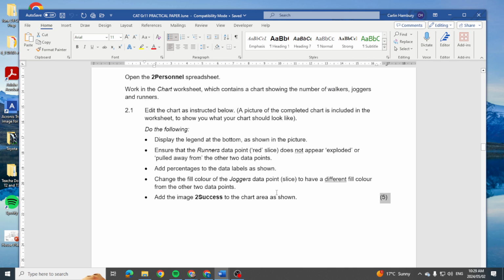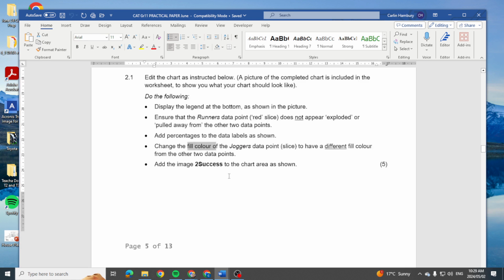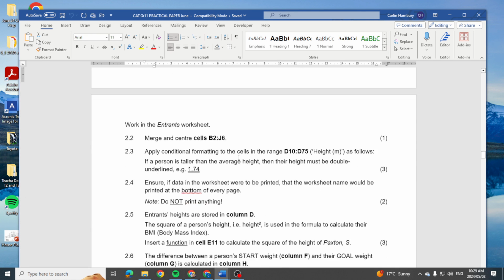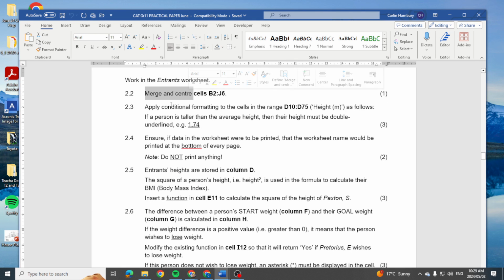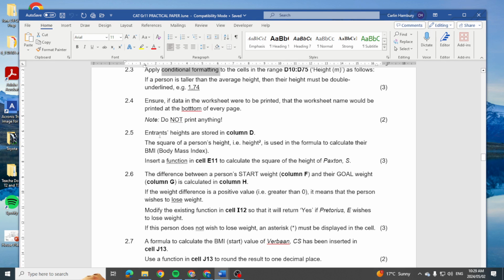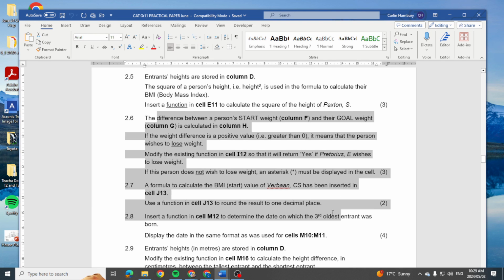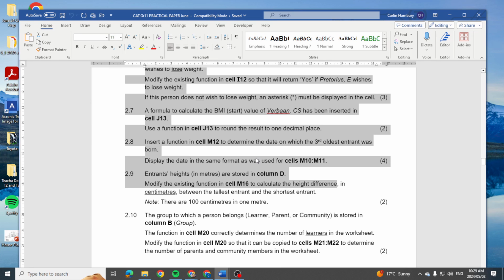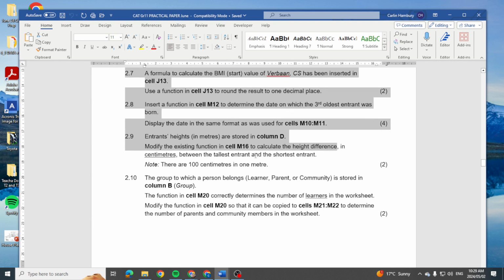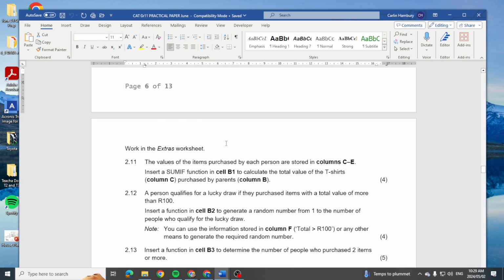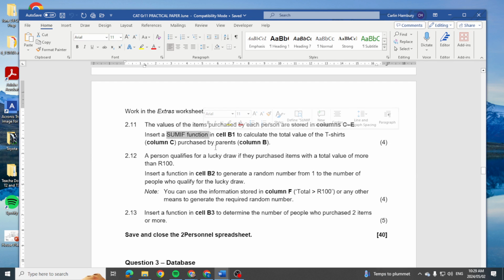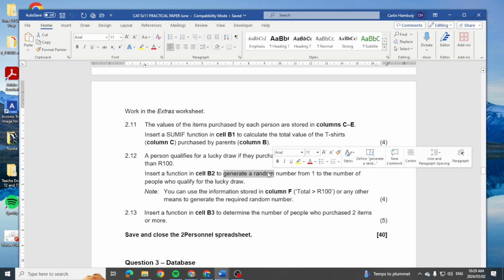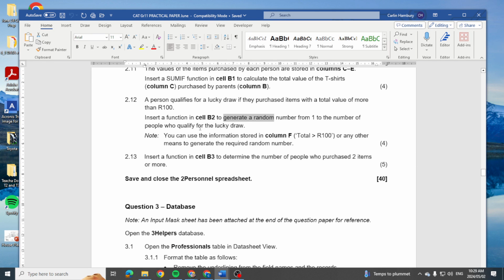Everything that goes with that is around 5 marks. So the legend, adding percentages, changing the fill color, changing the image. Then the normal formatting like merge and center, conditional formatting, changing the height of the row or width of the column. There'll always be a number of formulas, and that's going to depend on your classes, what your teacher's looking to assess there. But those formulas will usually be in here. You can see there was a sum if, there was generating your random number, your if statement, etc.